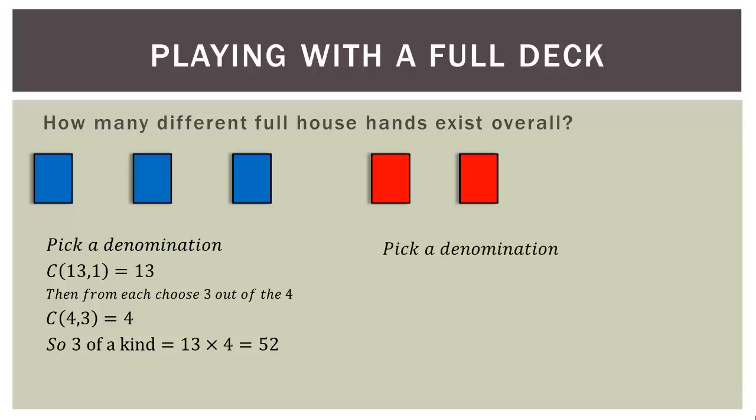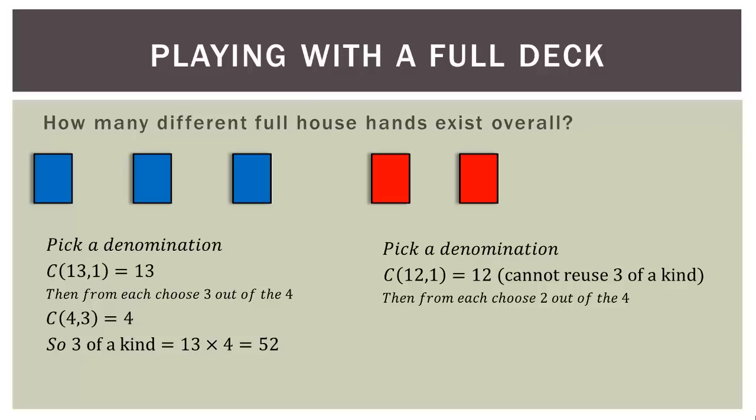Now we go over to the red. Now we also have to pick a denomination, but remember, we cannot pick the same denomination that the blue had. So if we have three queens over on the blue side, we can't have any queens in the red. So our number of denominations we can choose from is not 13 anymore, it's 12. So now we pick a denomination of the 12 remaining, so that's 12 choose 1, which is 12. Then, from each one of those denominations, we have to pick 2 out of the 4 cards to go in the red spot. So each of those 12 denominations has 4 cards, so it might be, you know, the number 7. So there are 4 sevens in the deck. We need to choose 2 of them, so that is 4 choose 2, which is 6.